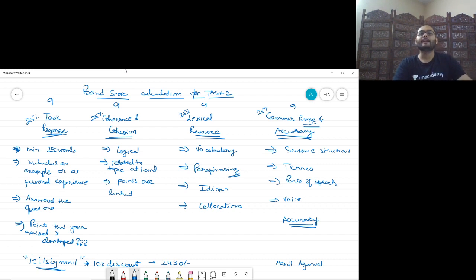Then coherence and cohesion, right? Coherence means it's logical or not. Then, it is related to the topic at hand or not. You can't be just randomly picking up any point and using it as part of your answer. Whatever you raise has to be relevant to the question asked. And finally, all the points that you've raised within a paragraph are associated with each other.